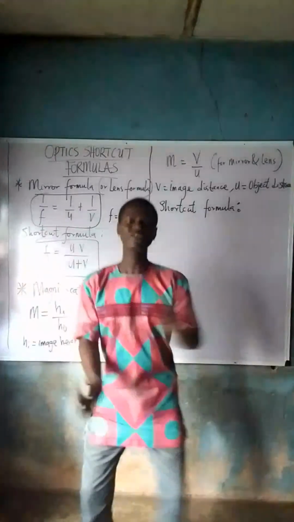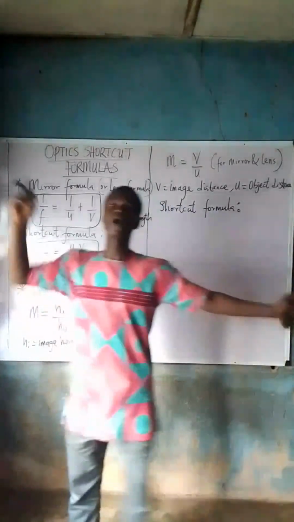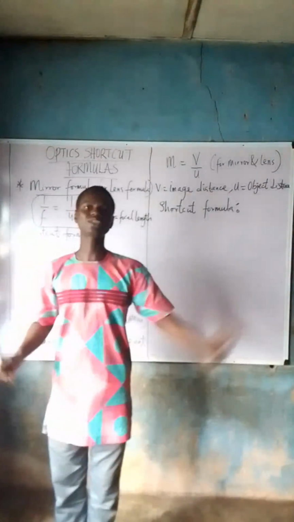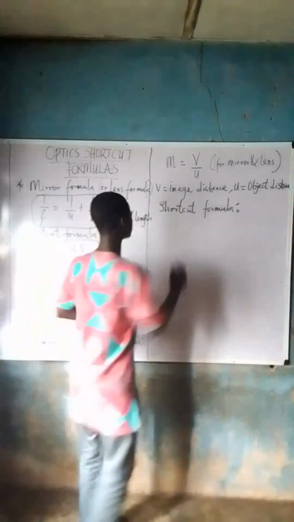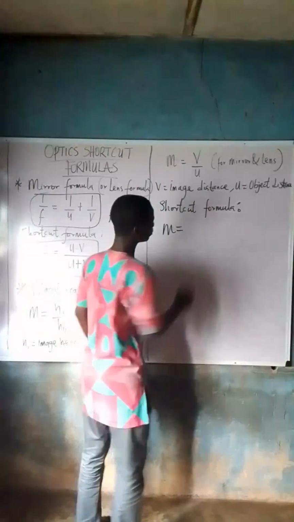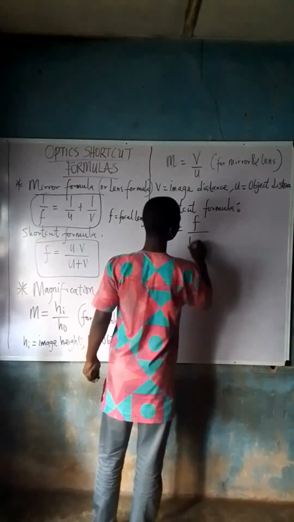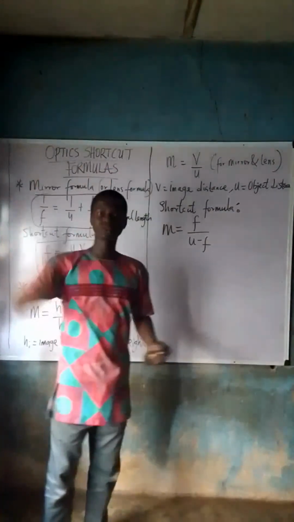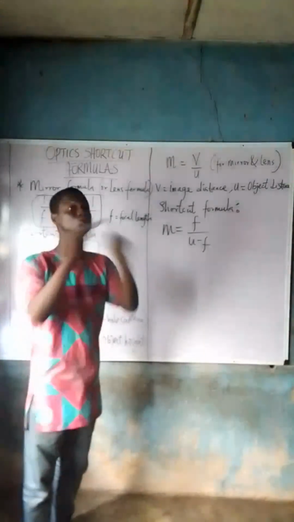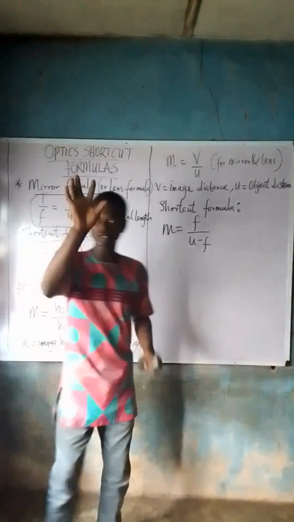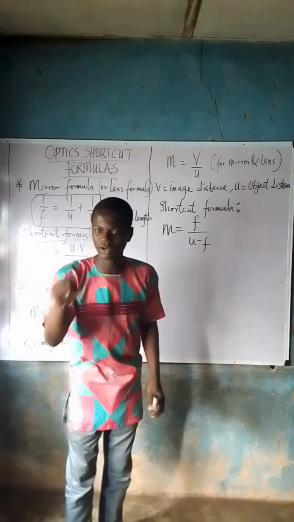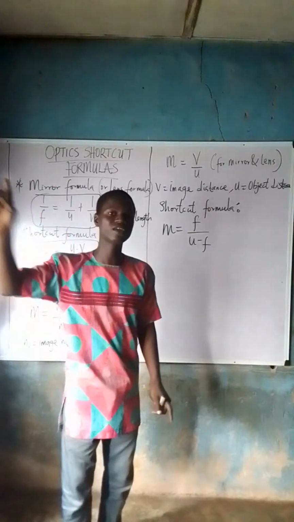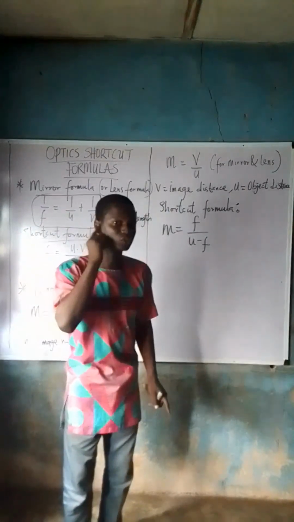Now, if you were given focal length and object distance, F and U, and you are asked to find magnification, here's the formula to make use of. M equals F over U minus F. Once you know this formula, there is nothing in this world that can make you fail this question. You don't even need to know the rest. You just check, this is my value for focal length, this is my value for object distance.